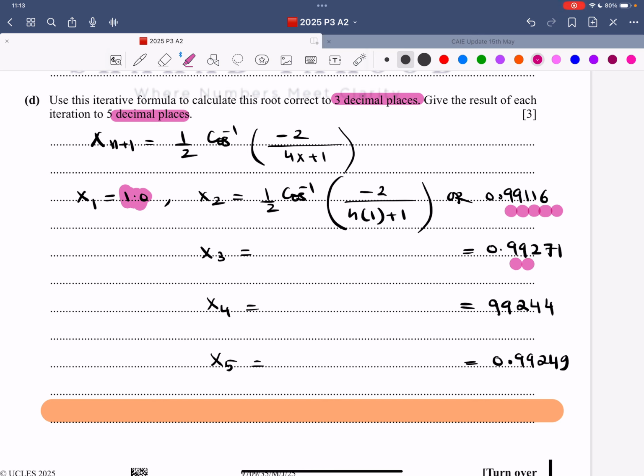0.99116, 0.99271, 0.99244, 0.99249. So therefore these are the values, and then are rounded off to 3 dp. So this is 0.991, this is the 4th dp. 0.992, this 7 will make it 3. 0.99244, this would be 0.992. And this would be 0.99249, this is also 2.